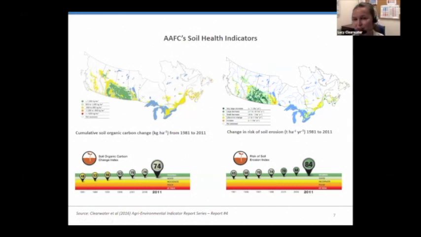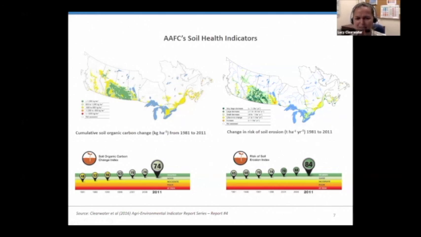And those, unfortunately, are the most recent data that we have. Next year is our next reporting period for the agri-environmental indicators. So we expect to have data up to 2016 by then. So as discussed in the previous slide, this is in large part from changes in tillage, as well as the cessation of summer fallow, and it's most evident in the prairie region where conservation tillage is commonly practiced.